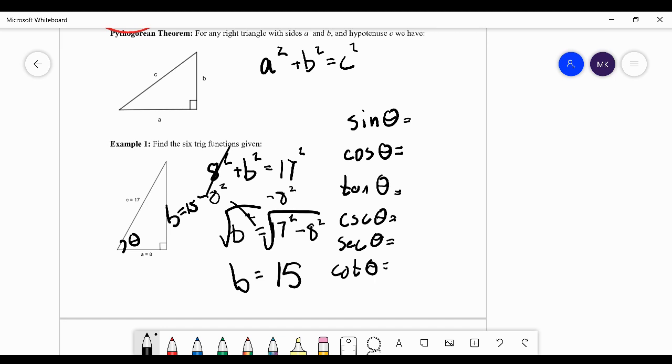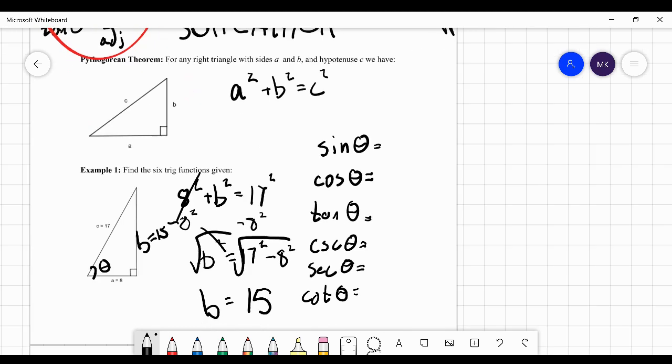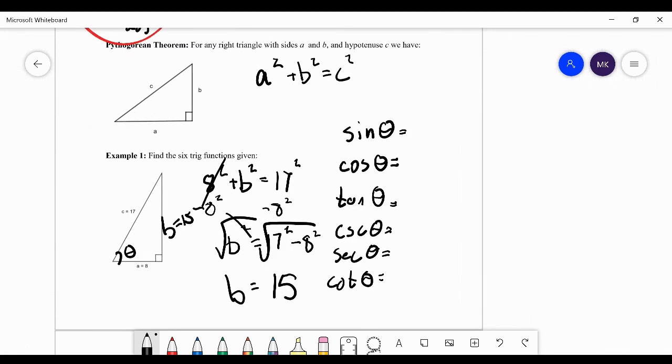Okay, remember, SOHCAHTOA. So sine is opposite over hypotenuse. So here, because this is our angle, the opposite side would be B, which is 15. C is 17. So we have 15 over 17. Cosine is the adjacent over hypotenuse. So that would be 8 over 17. Tangent is opposite over adjacent. So it's 15 over 8.